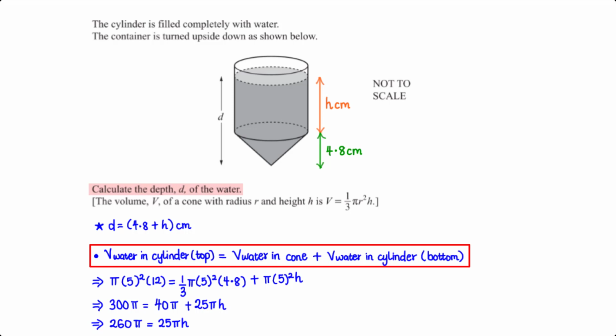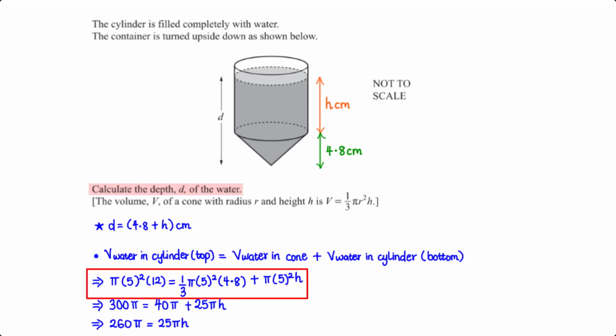shown at the bottom. The volume of the water at the top is the same as the volume of the cylinder, which is pi r squared h, where r is 5 centimeters and h is 12 centimeters. The volume of the water at the bottom is the same as the volume of water in the cone plus the volume of water in the cylinder, and that is 1 over 3 pi times 5 squared times 4.8 plus pi times 5 squared times h.